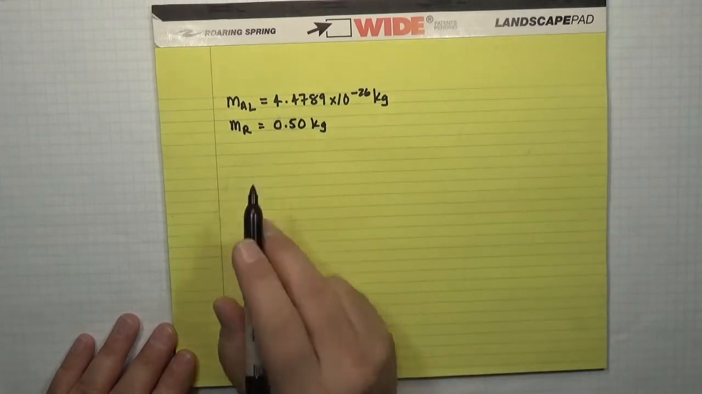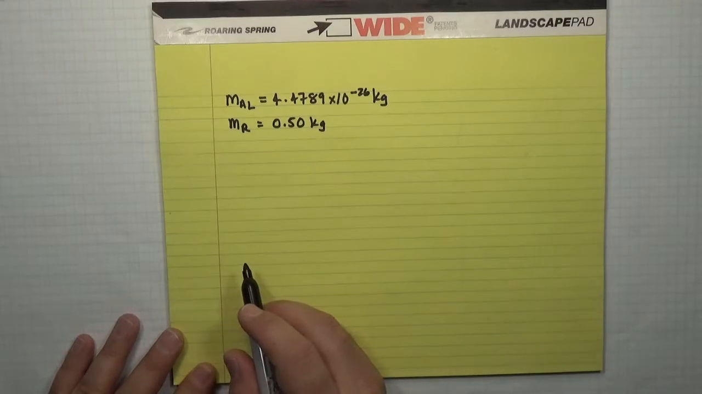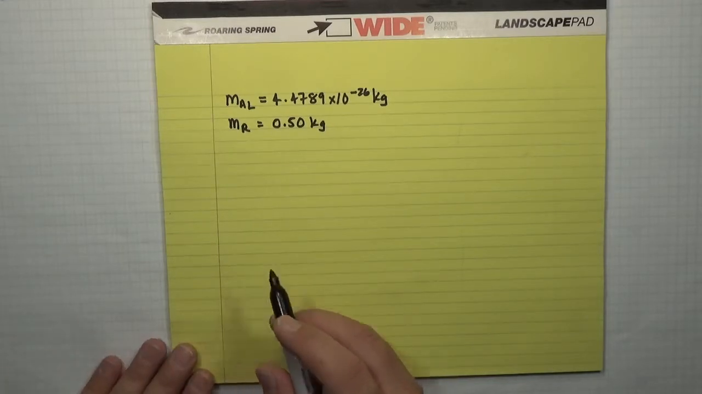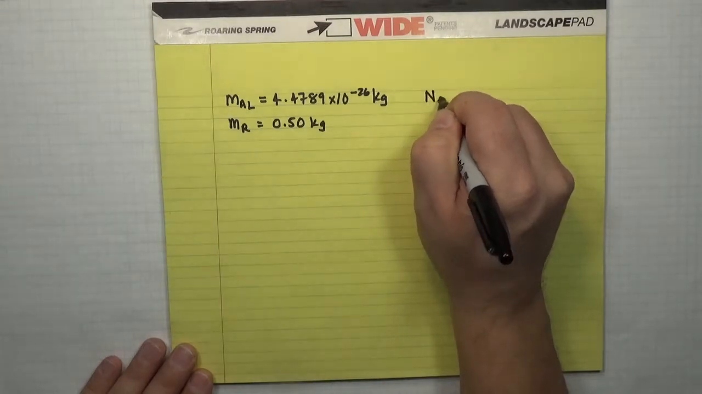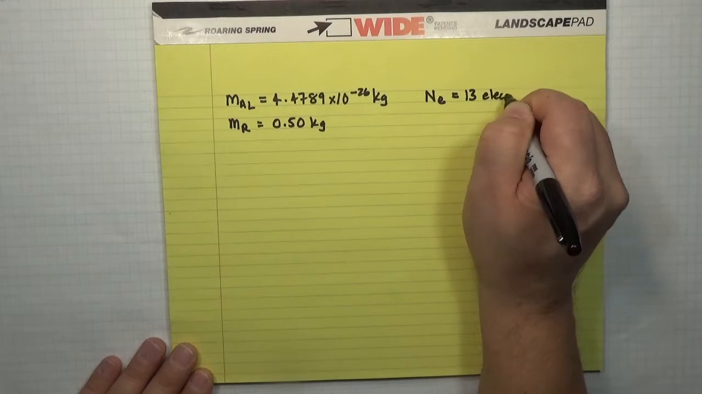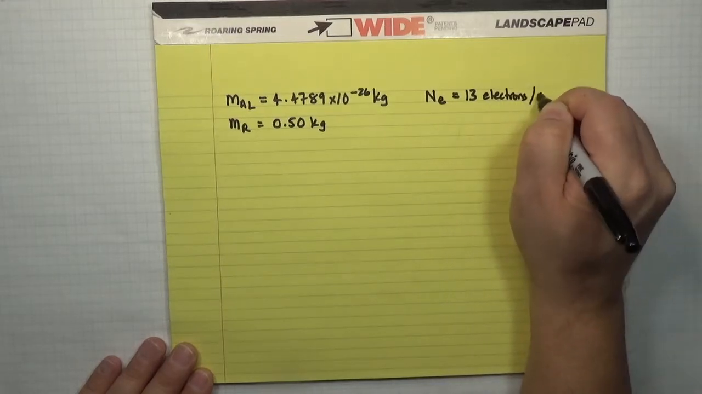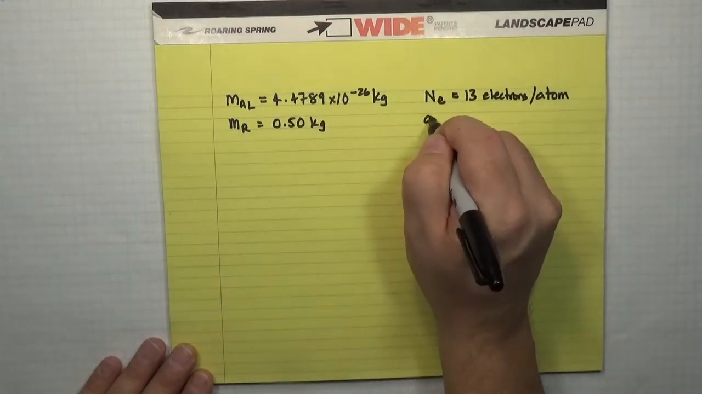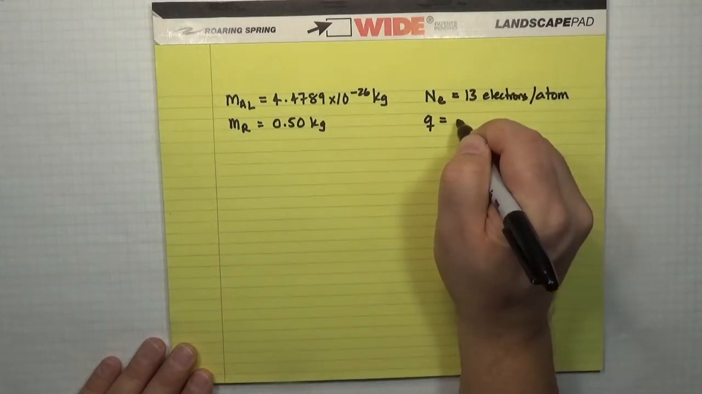Each one of those aluminum atoms has 13 protons. That's what makes it an aluminum atom. And if it's neutral, which by and large the ruler is, then for each proton there's also an electron. So for every aluminum atom, the number of electrons is 13 electrons per atom. Okay? And then to get to the charge, we'll need to know what the charge on the electron is.